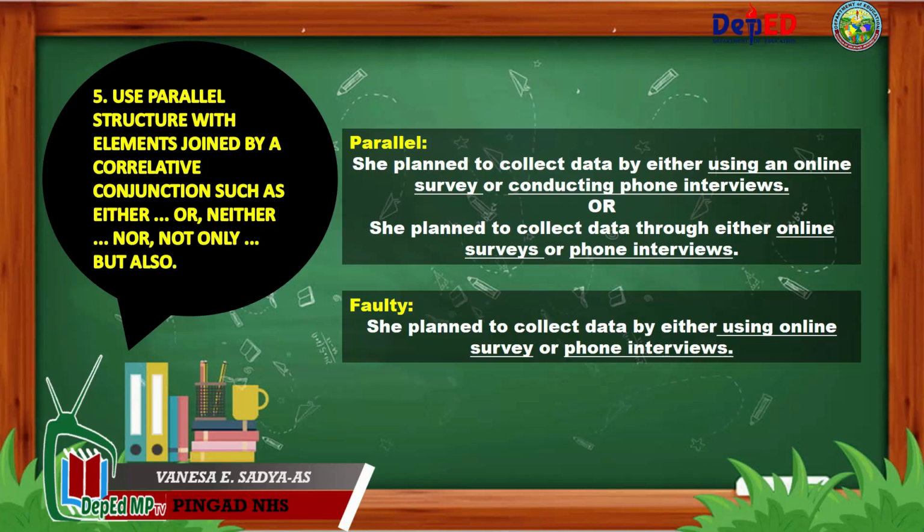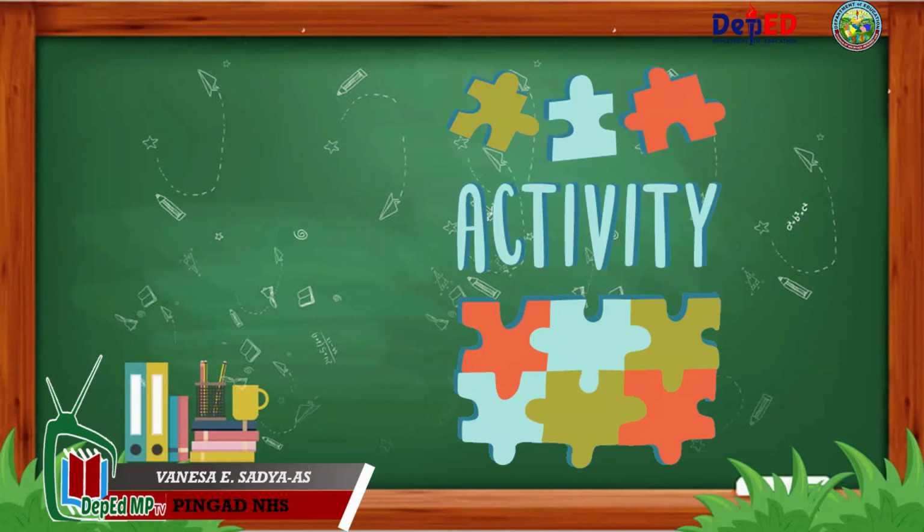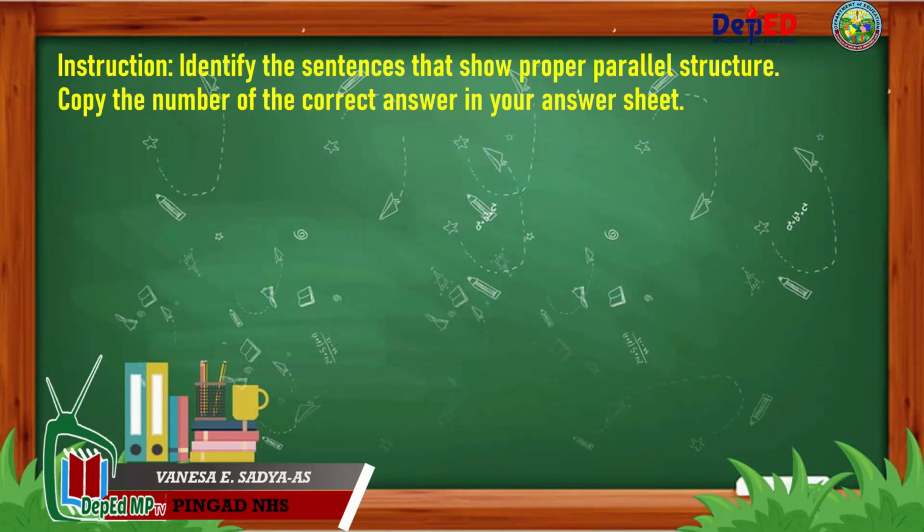Now, students, let's notice the underlined words. In the parallel form, notice that using an online survey and conducting phone interviews is in the same form. However, in the faulty one, using online survey or phone interviews is not parallel with each other. Those are the 5 rules in parallelism. We proceed with the activity. In the instruction, identify the sentences that show proper parallel structure. Copy the number of the correct answer in your answer sheet.